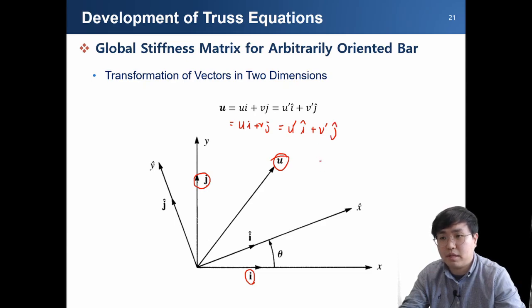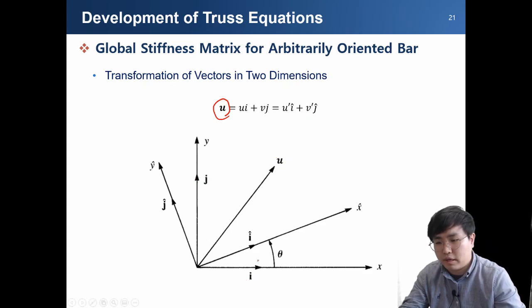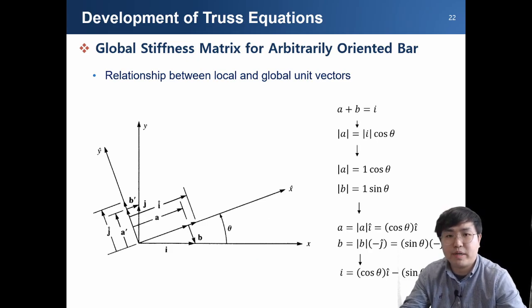Here, hat means the transformed coordinate system, and it has different component quantities. However, this vector is an invariant property. I mean these two are the same vector, but depending on the coordinate system, they use different component quantities. Let's try the matrix transformation here.